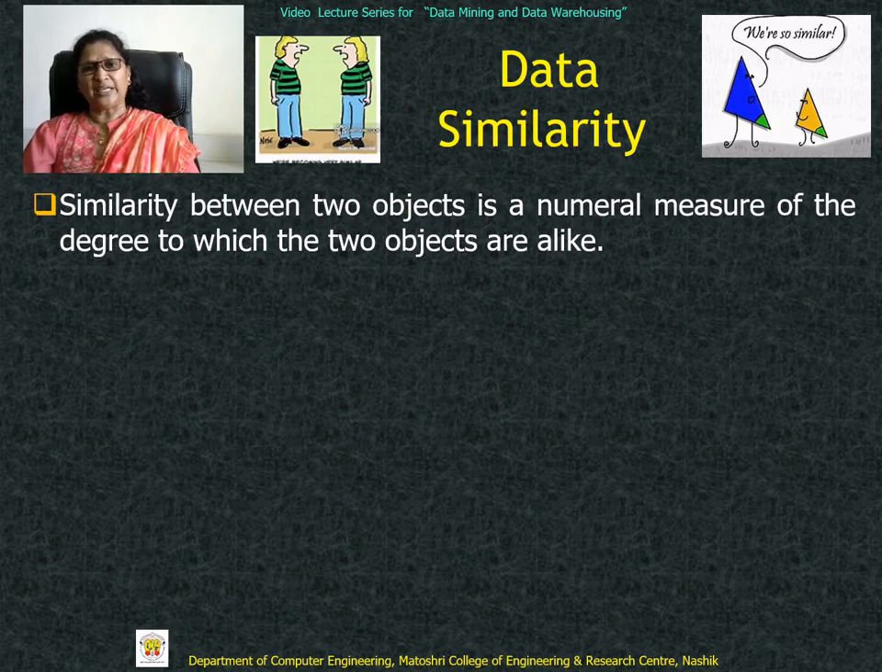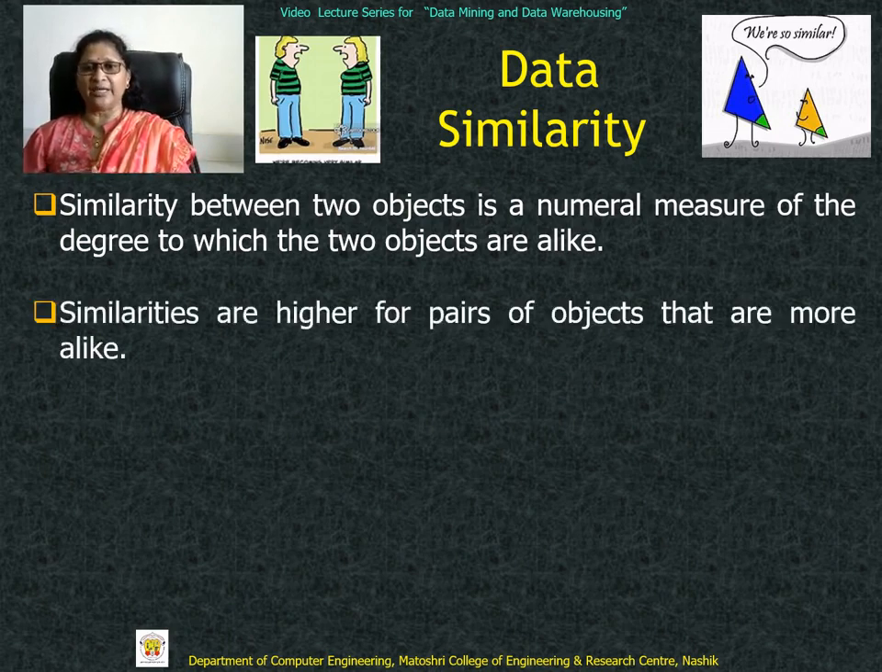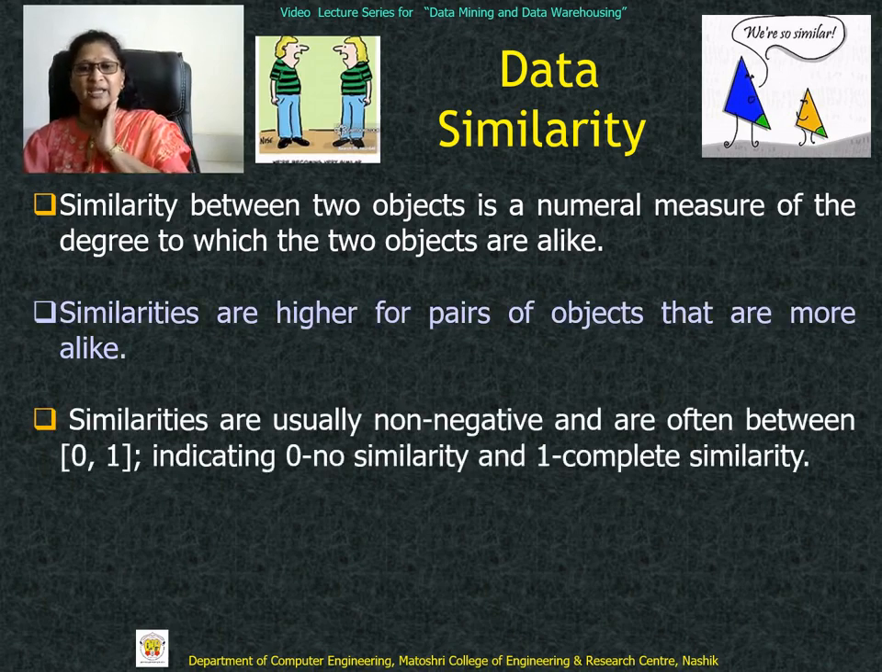Now, in case of data similarity, when we talk about computing similarity, we are trying to find some numerical measure of the degree to which two objects are alike, because these terms are relative. Similarities are higher for pairs of objects that are very much alike, and the similarity is going to be lesser if they are not as similar.